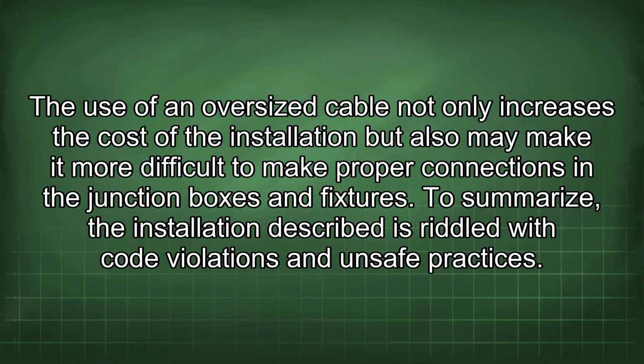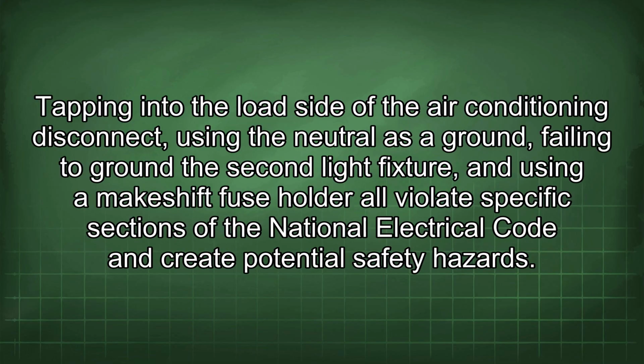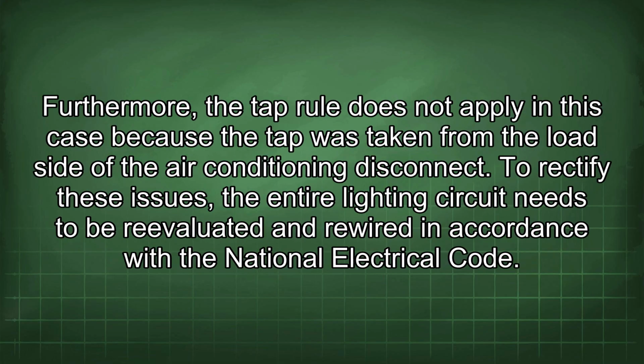To summarize, the installation described is riddled with code violations and unsafe practices. Tapping into the load side of the air conditioning disconnect, using the neutral as a ground, failing to ground the second light fixture, and using a makeshift fuse holder all violate specific sections of the National Electrical Code and create potential safety hazards. Furthermore, the tap rule does not apply in this case because the tap was taken from the load side of the air conditioning disconnect.